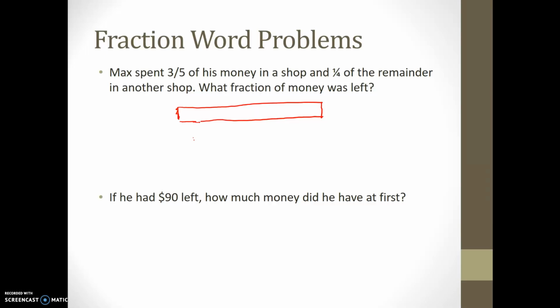The first part of our word problem says that he spent 3/5 of his money in a shop. Okay, so let's just go ahead and divide our bar model up into 5. And here's how much he spent in the shop. And then it says he spent 1/4 of the remainder in another shop. Okay, now here's our remainder, right? These two over here.